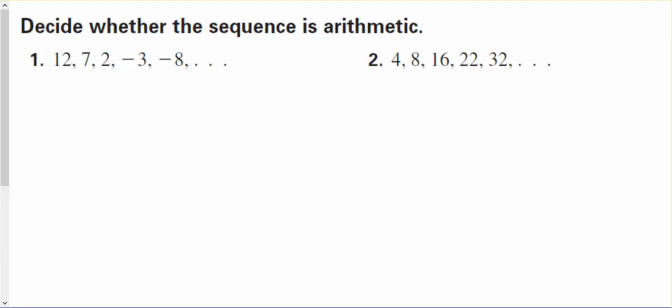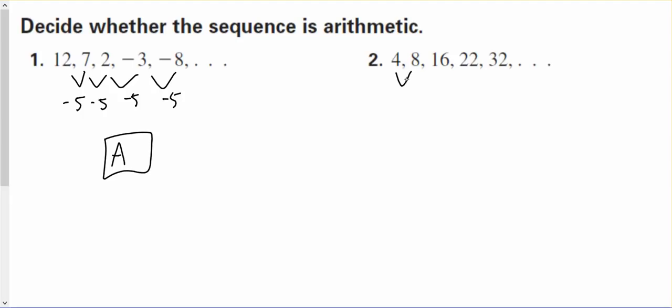Here's your guys' try. You guys do this one. Tell me if this is arithmetic, so take a second and do it. We can see from 12 to get to 7, we subtract 5. 7 to 2, subtract 5. 2 to negative 3, subtract 5. Negative 3 to negative 8, subtract 5. So yes, this is arithmetic.